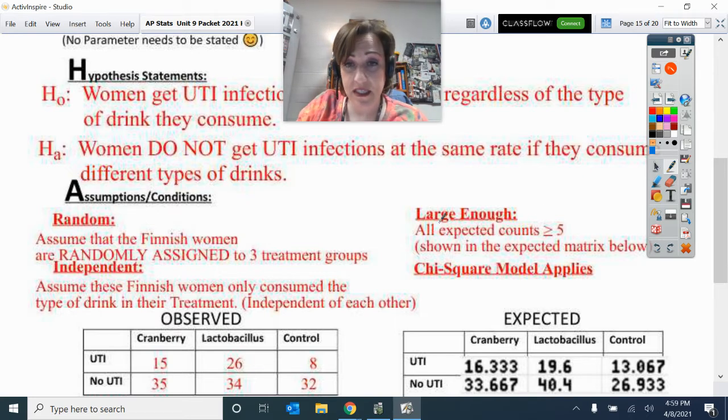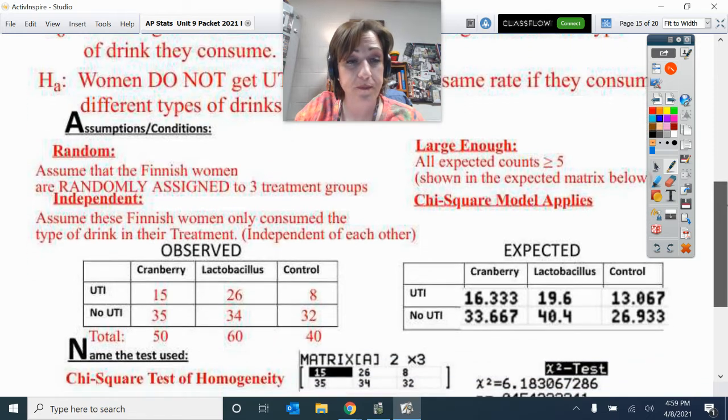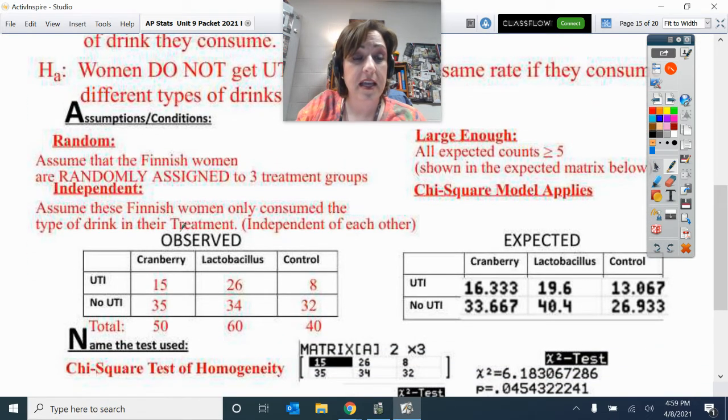Now, let's talk about the large enough condition. All expected counts are greater than or equal to 5. And I'm going to show you how to do this momentarily. So we would then conclude that the chi-squared model applies. So let's take a look at how we're going to organize our data. We need to organize our information in an observed matrix and an expected matrix. A lot of times they'll give you this observed matrix already written out. They did not, so I had to write it out from the paragraph information.